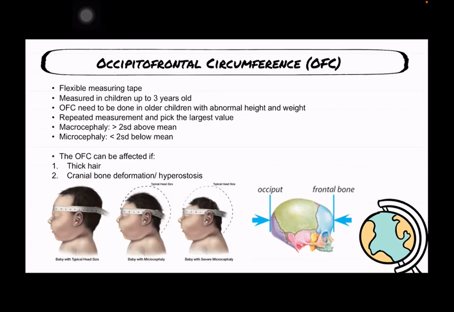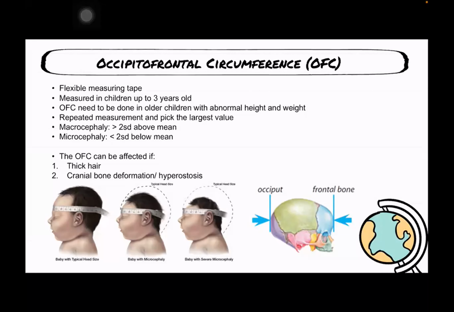So macrocephaly, or big head, occurs when the measurement is more than 2 standard deviations above the mean, and microcephaly, or small head, is when it is less than 2 standard deviations below the mean.